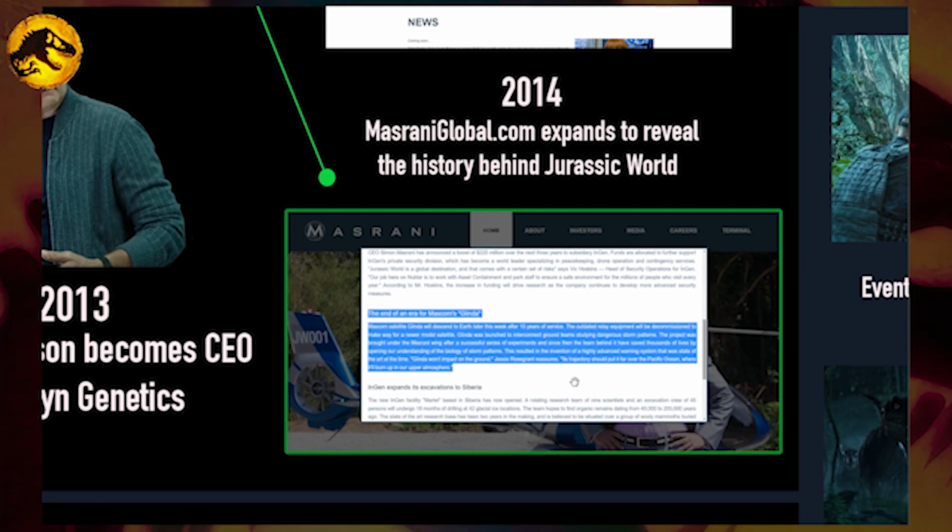So that is one way of connecting Twister to the canon, and basically this is to show that Masrani Global's storm warning system on the island is much better, because obviously after the events of Hurricane Clarissa on Site B, and also the storm in Jurassic Park, they want to make sure that they know storms better, because they're on this tropical island and they don't want things to go wrong, and they want their park to be running smoothly.